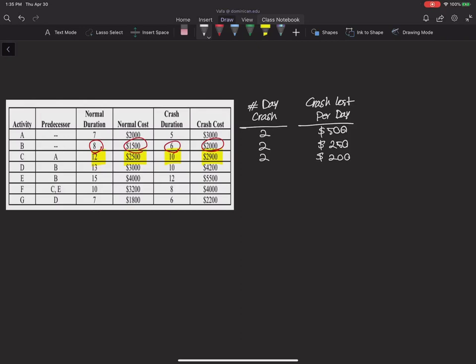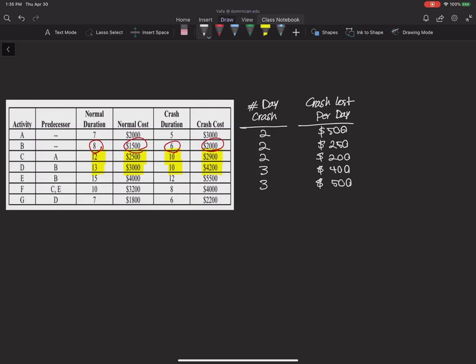Then I have activity D. The difference between the normal cost and crash cost is $1,200, and it can be crashed for 3 days, from 13 to 10. So it's going to be 3 days, and $1,200 divided by 3 gives me $400 per day. For activity E, the difference is $1,500 and 3 days, so it's going to be $500 per day.